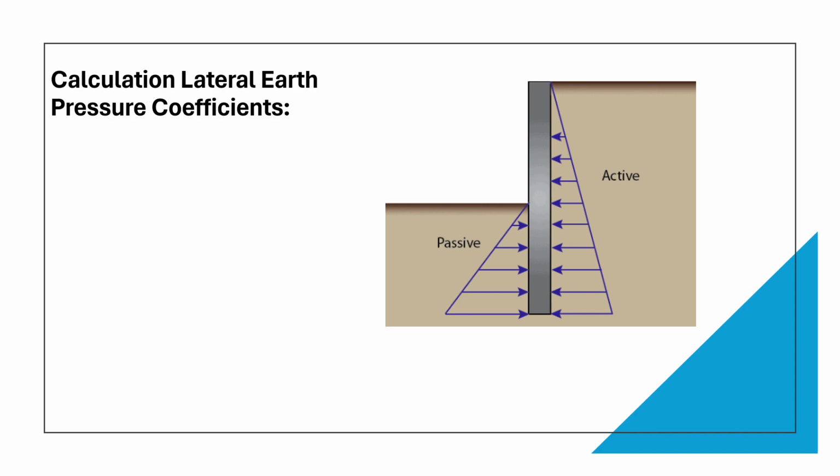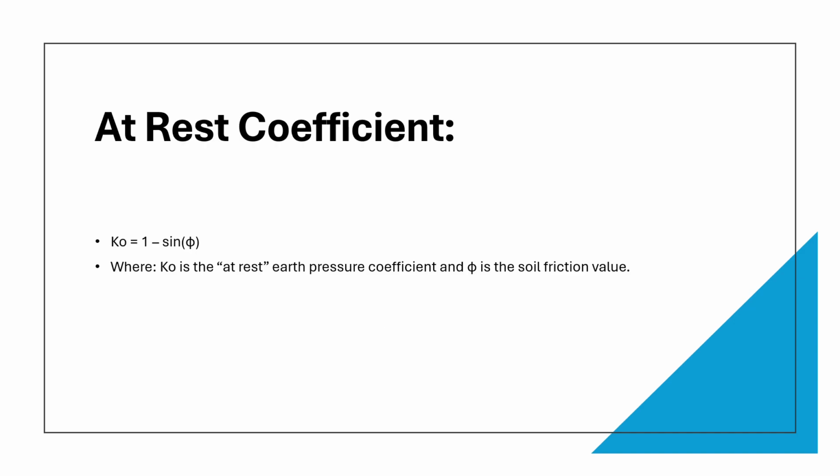Lateral earth pressure is related to the vertical earth pressure by coefficients termed the at-rest earth pressure coefficient, active earth pressure coefficient, and passive earth pressure coefficient. The lateral earth pressure is equal to the vertical earth pressure times the appropriate earth pressure coefficient.